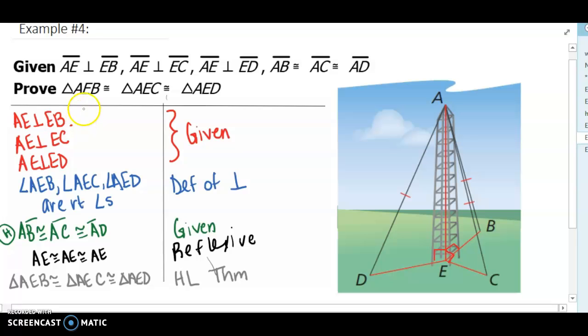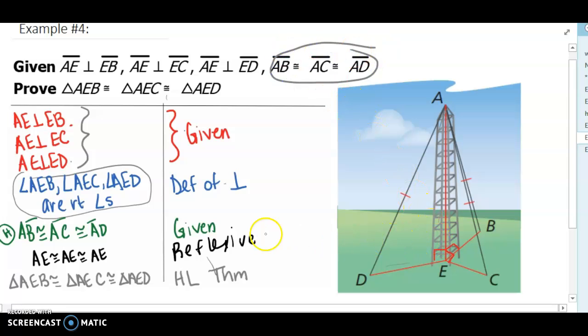All right, so let's go over this. So we're given that AE is perpendicular to all these different lines. Okay, so that's just given. So AE, the center, is perpendicular to all these lines that go out, which means that each of those angles formed are right angles. That's just the definition of perpendicular. Anytime two lines are perpendicular, that means they form a right angle. Okay, and then we're also given AB is congruent to AC, which is congruent to AD.